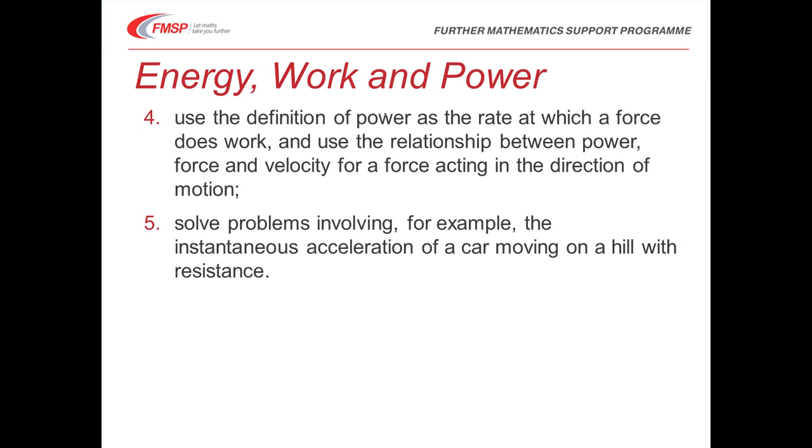Fourth point is the definition of power, which is the rate of doing work. And typically we find ourselves using the relationship between power, force and velocity. P is Fv, or swapping it around, P divided by V is F. And then point 5, using these things to solve problems. For example, the instantaneous acceleration of a car. And in case you're not sure what that means, it doesn't mean accelerating from 0 to 60 in an instant. It means the acceleration at a particular instant, and we'll see an example of a question using that phrase in a moment.